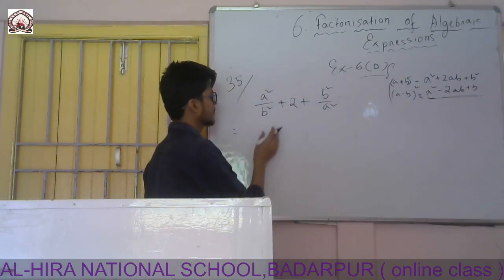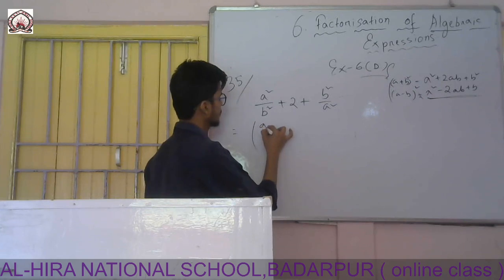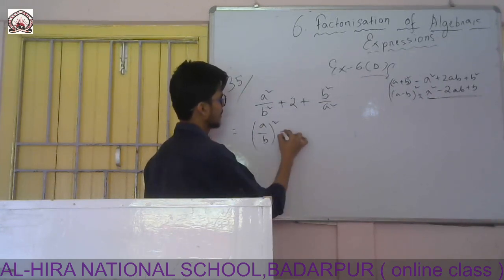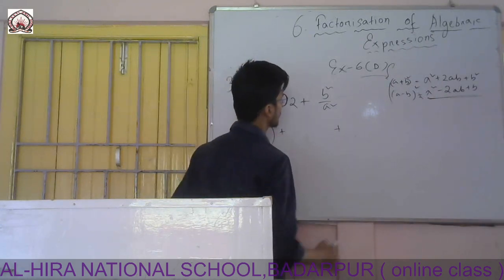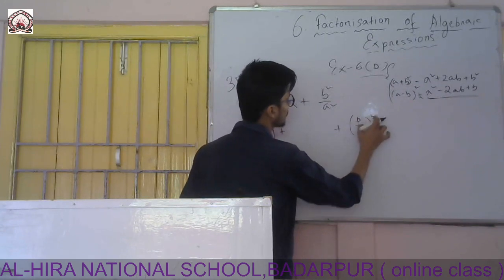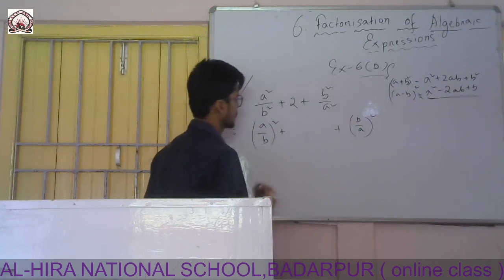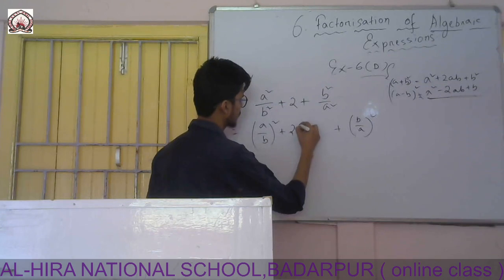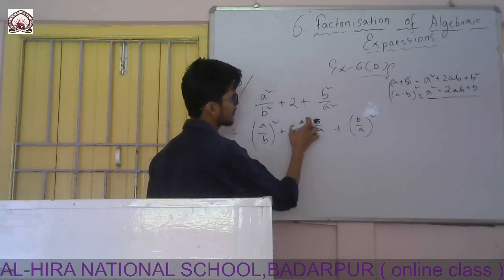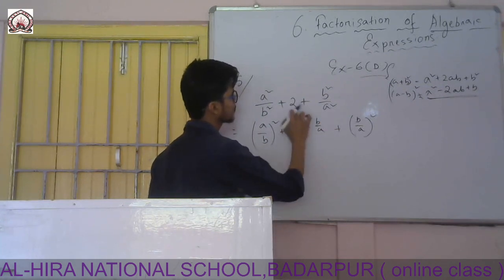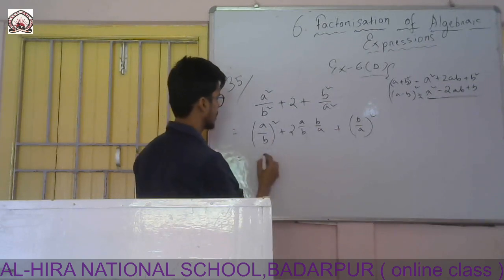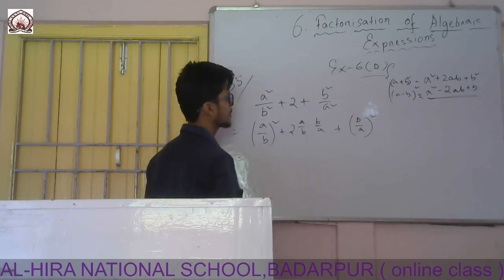If I factorize, then it will be (a by b) whole square. I can write a square by b square. Leave this one, go to the last one. b square by a square, I can also write as (b by a) whole square. Now write the middle one: 2 into a by b into b by a. Now if I cancel a and b, only 2 is left. So this one is matching with this one. That means this is correct. So now I will write, it is in the form a square plus 2ab plus b square.